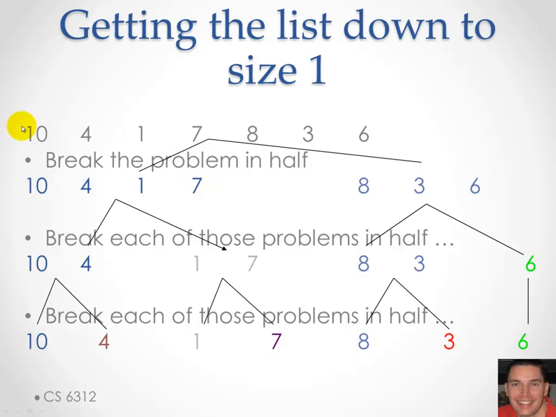Now I'm going to break this into a list of size 4 and a list of size 3. I break those in half. I take my list of size 4 and break that into two lists of size 2. My list of size 3, I break into a list of size 2 and a list of size 1. Then I break my lists of size 2 into lists of size 1. Now that I have broken these down into lists of size 1, I can start merging those back together.